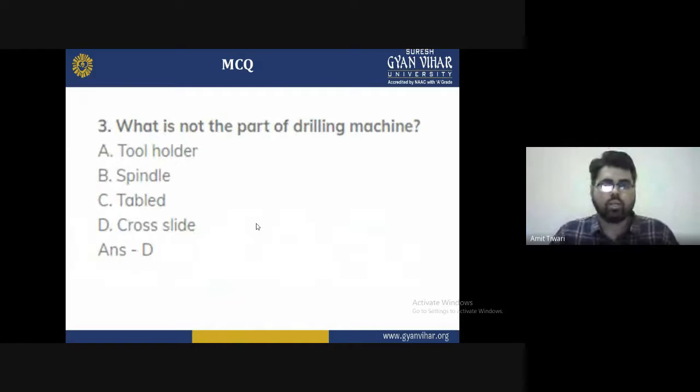Third: what is not a part of the drilling machine? The options are A, tool holder; spindle; table; and cross slide. So the answer is that the cross slide is not a part of the drilling machine. So the answer is correct for this.